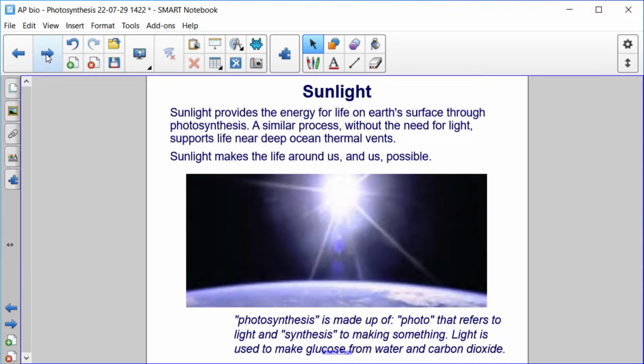Sunlight provides the energy for life on Earth's surface through photosynthesis. A similar process without the need for light supports life near deep ocean thermal vents. Sunlight makes the life around us, and us, possible. Photosynthesis is a word made up of photo, which refers to light, and synthesis, which refers to making something. Light is used to make glucose from water and carbon dioxide.